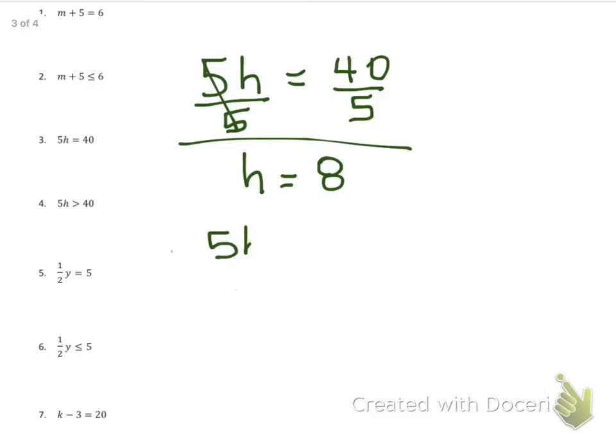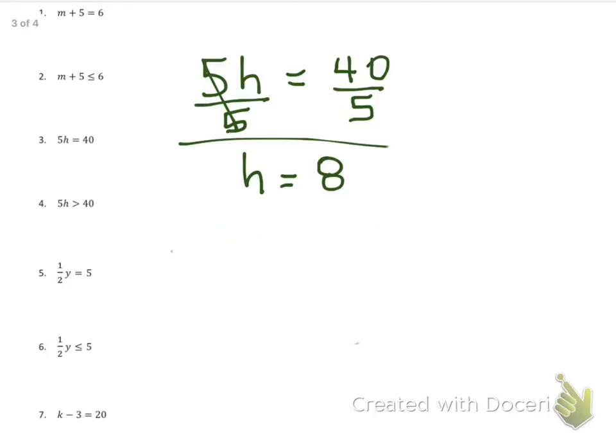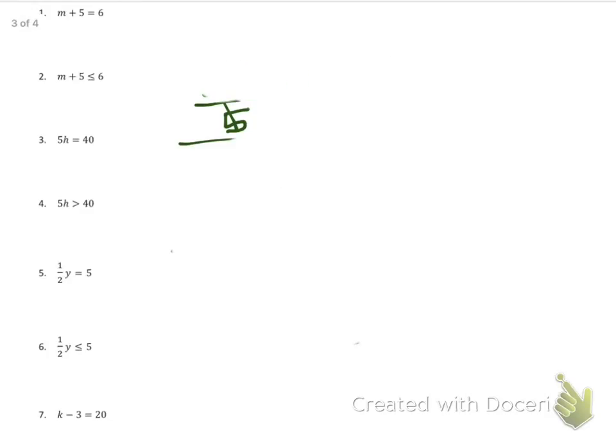Next one, number 4. 5h is greater than 40. Nothing changes. Divide by 5. Whatever I do to one side, I have to do to the other side. 5's cancel. H is greater than 8 this time. Any number bigger than 8 makes it true. Like riding a bike, right? I mean, nothing changes. We're just still isolating the variable. We're still using opposite operations to make that happen, and we're balancing the equation.